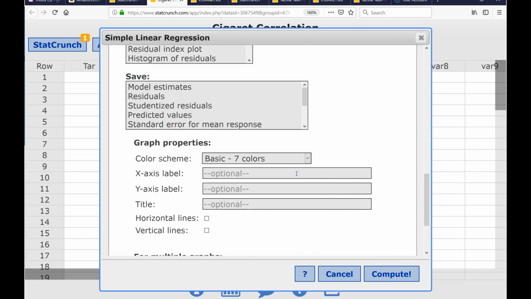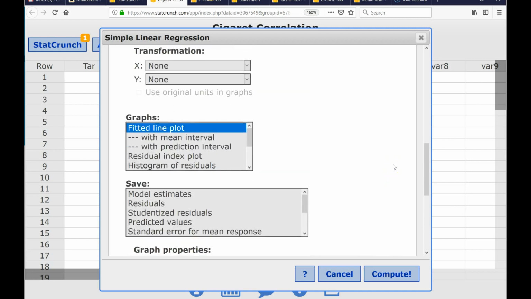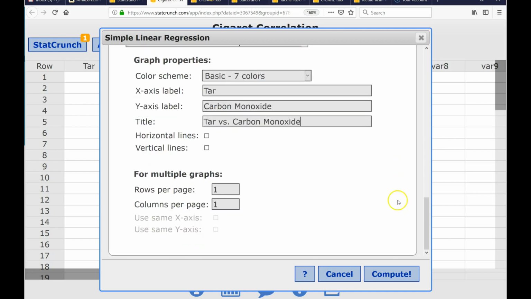Okay, just quickly, I'll do tar as my x variable, carbon monoxide. Tar versus carbon monoxide. Call it that, doesn't matter. All right. Then I compute.